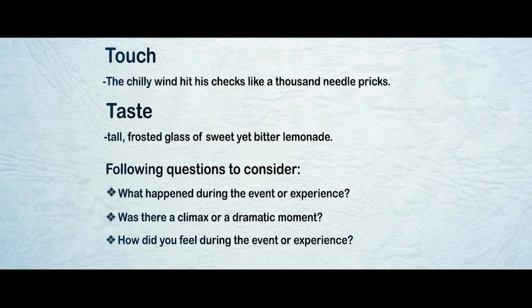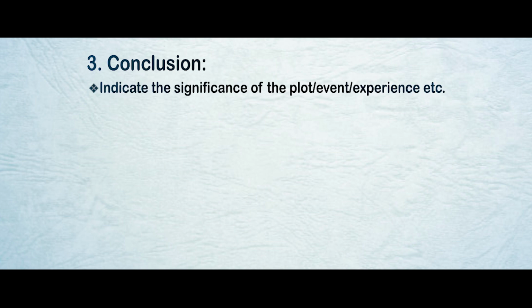Finally, moving on to the last one, that is the conclusion. In the conclusion, indicate the significance of the plot. Write about the importance of the story. If you're writing about a story, an event, or an experience, do write that again. Reflect the resolution. If there were some problems in the story, mention the resolution.